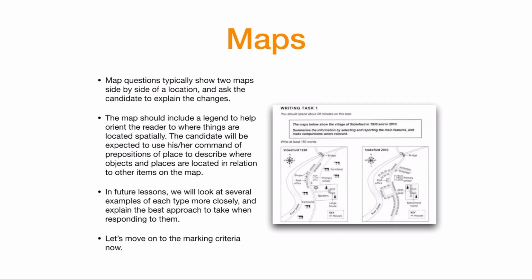Maps. Map questions typically show two maps side by side of a location, and ask the candidate to explain the changes. The map should include a legend to help orient the reader to where things are located spatially. The candidate will be expected to use his or her command of prepositions of place to describe where objects and places are located in relation to other items on the map.